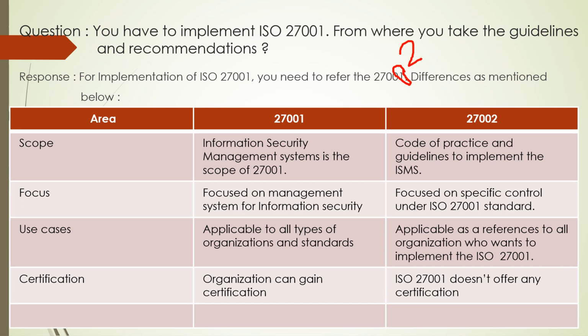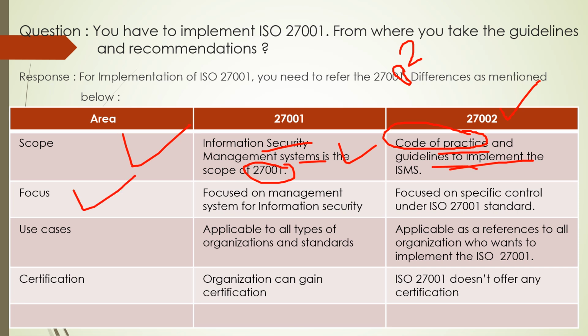What are the differences? Differences in terms of scope. What is the main difference? Information security management system is the scope of 27001, right? ISMS is the scope. And if we talk about ISO 27002, it is the code of practice and guidelines to implement the ISMS, right? That means 27002 always focuses on the guidelines to implement.